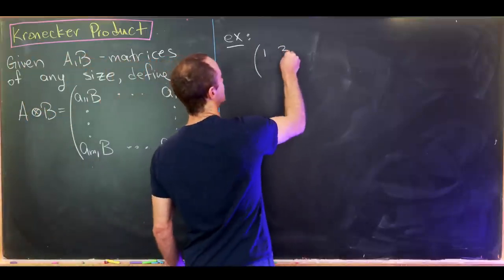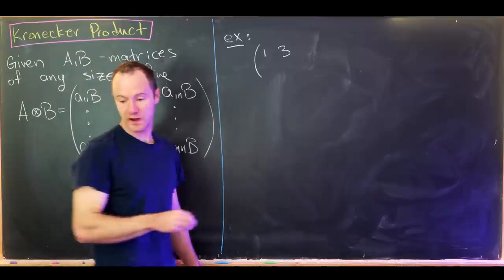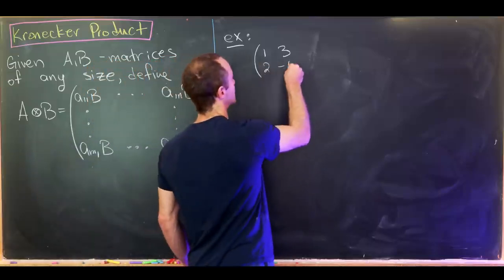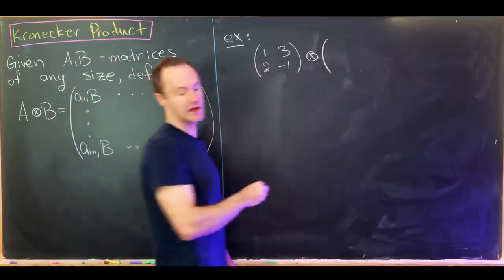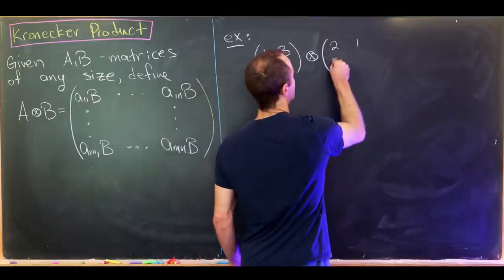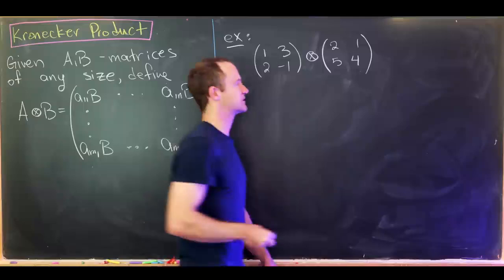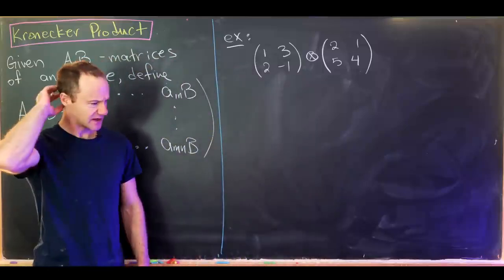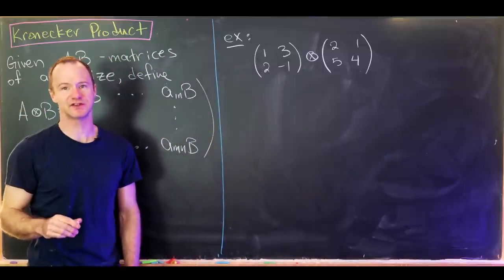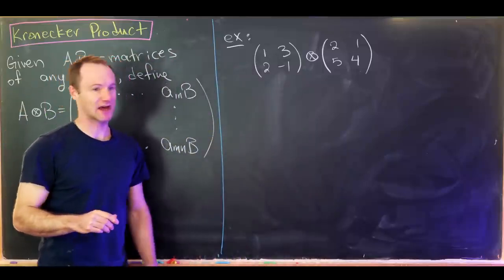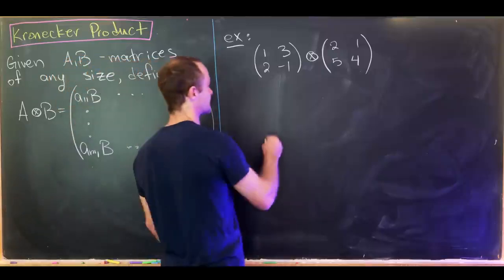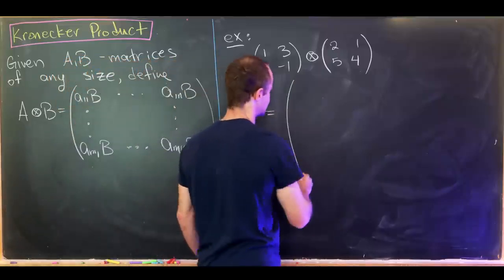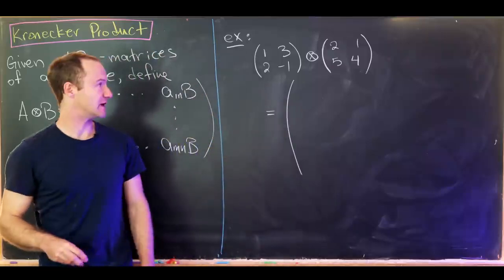So let's say we take the matrix 1, 3, 2, -1, and we do the Kronecker product with 2, 1, 5, 4. So something like that. I'm going to stay with 2 by 2 matrices just because that keeps the calculation fairly nice. Okay, so let's work through it. This is going to end up being a 4 by 4 matrix.